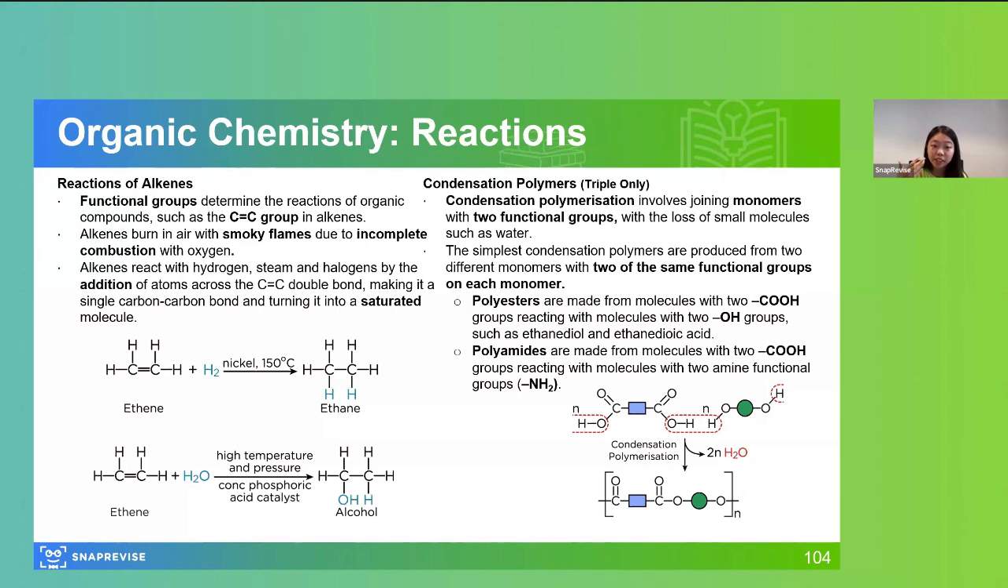Alkenes can react with hydrogen, steam, and halogens through addition. And what I mean by this is that the C double C bond can break off and add on the things that it's reacting with. So let's say you have hydrogen. It's going to break the double C-C bond and form an H on each side. Same with H2O. You have an OH and an H in H2O. The C double C bond is going to break, and you're going to link it with an H, and you're going to link it with an OH.